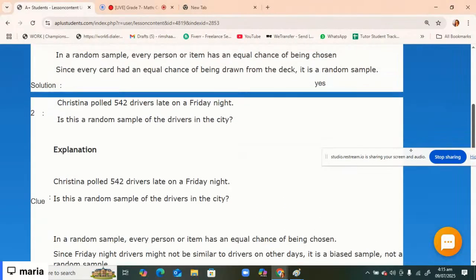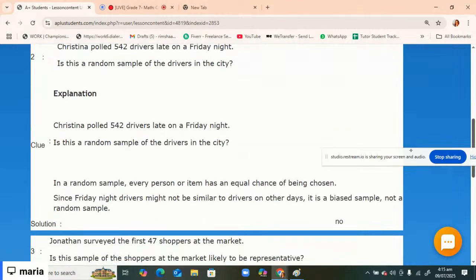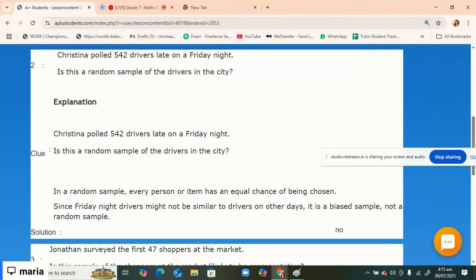No, it's not random, because here the total amount is given, 542 drivers. Okay, this is not random because the person does not have an equal chance of being chosen. Since Friday night drivers might not be similar to the drivers on the other days, it's a biased sample. Okay, it's not a random sample because the Friday night drivers are selected already. They are saying that 542 drivers are late on the Friday night. So this is basically a sample which is not the same as the samples from other days.